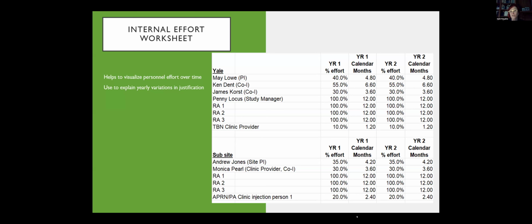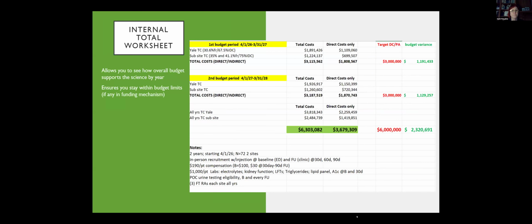is not necessarily funded. So you make sure that this internal worksheet is fine, that everything is addressed, and you have a reason why you're justifying people to be more on one year and not on the other, etc. So this allows you to see the overall budget from the whole beginning with all the science, and it ensures that you stay within those limits. So this is what will be populated out.